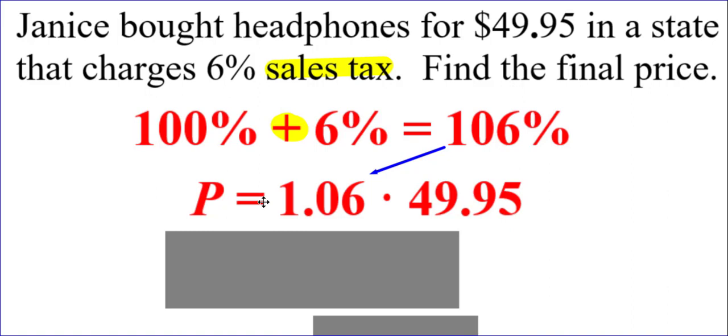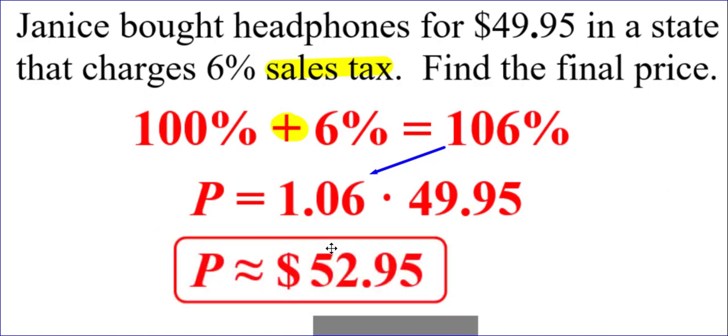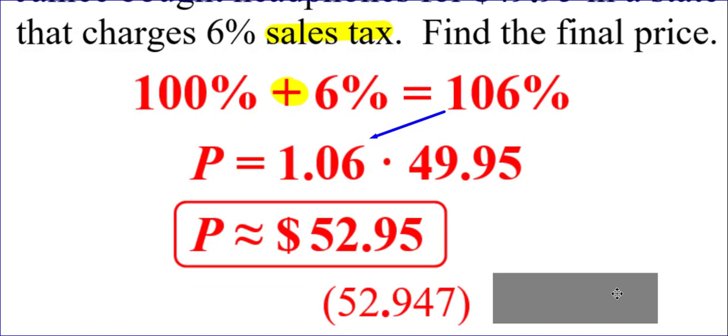You can call that whatever variable you want. I'm going to use capital P for that. Since that variable is by itself, we don't need to divide or use any kind of inverse operations. We will just use our calculator. Now, this will give you 52.947 dollars and cents. Always 2 digits after the decimal point. So look at the third digit to round the second digit. That's why it's 95 cents, because the 7 rounds up the 4.